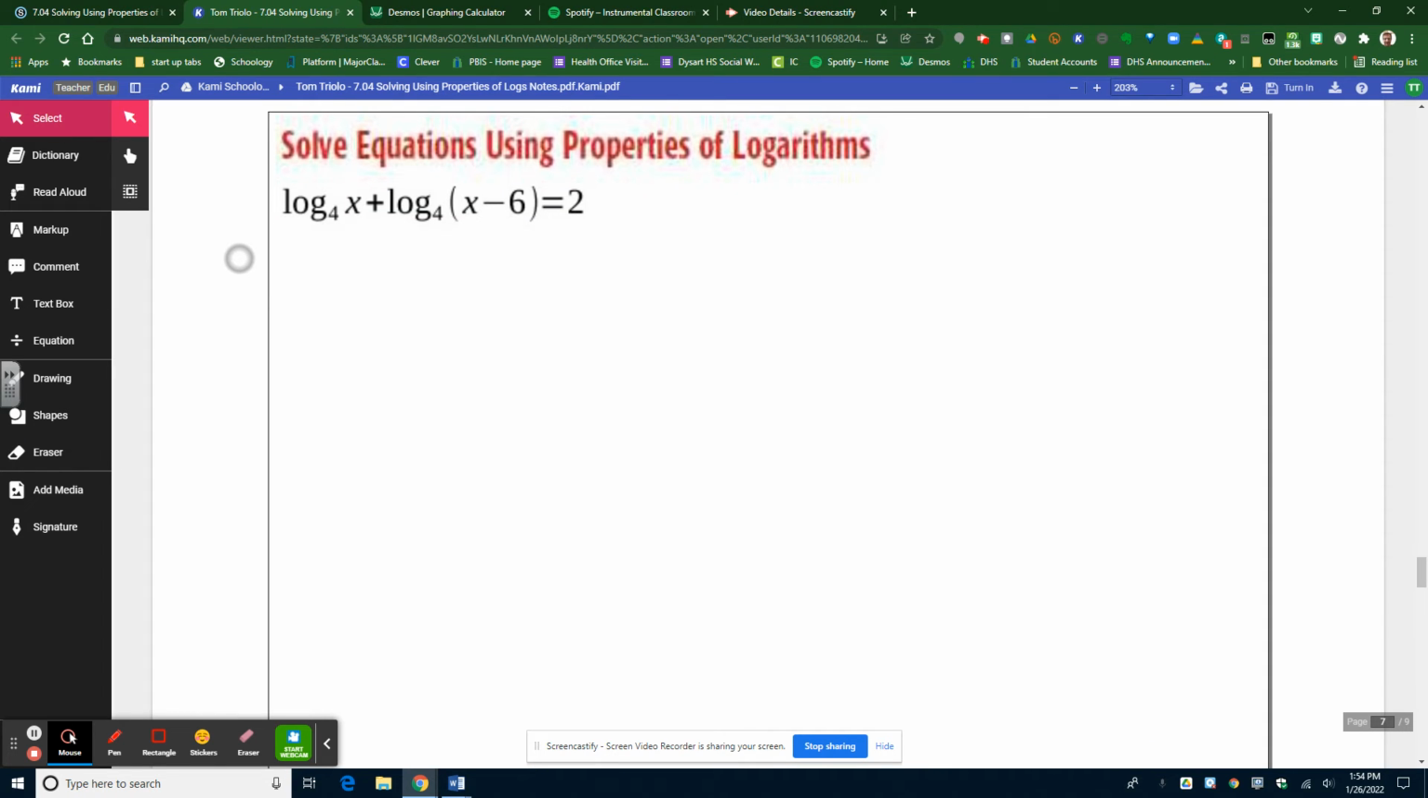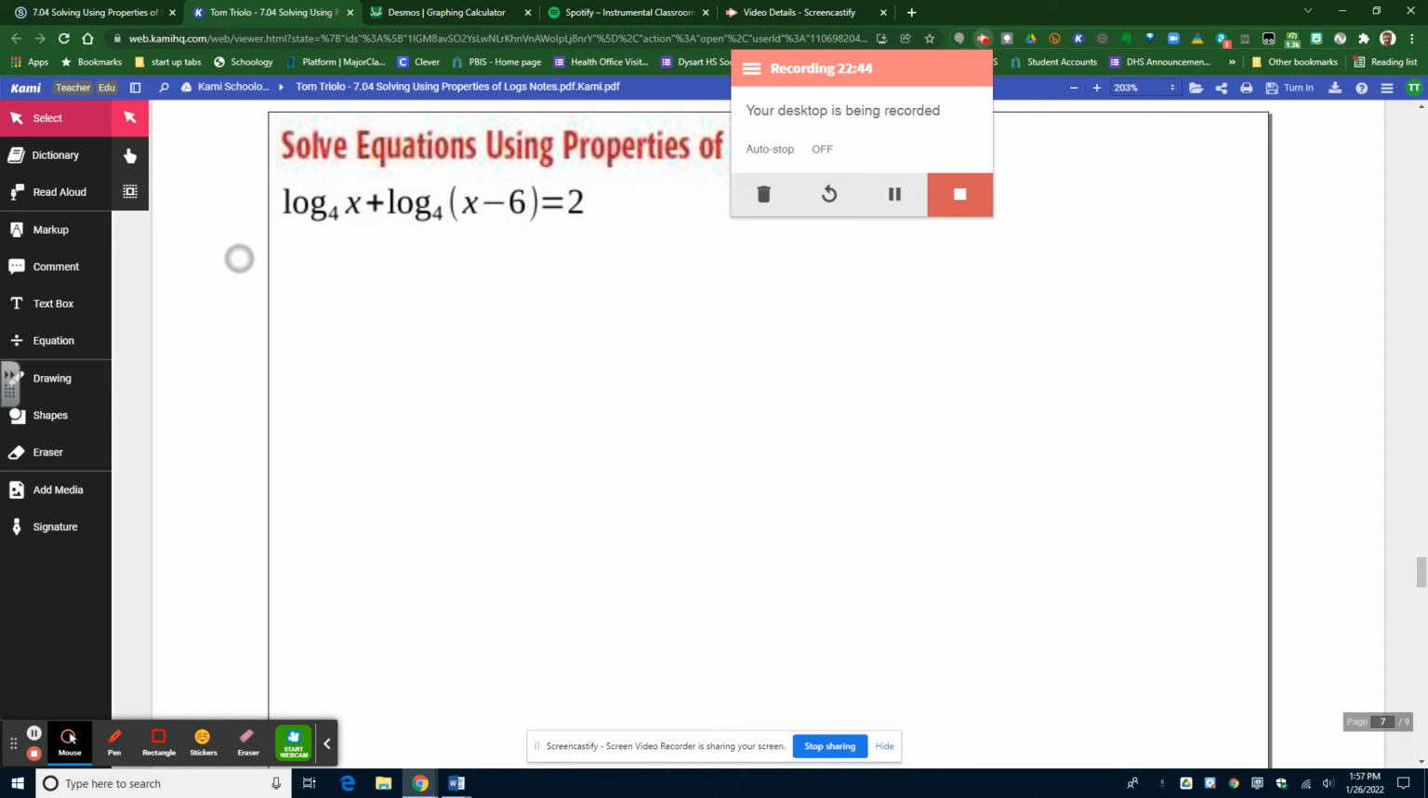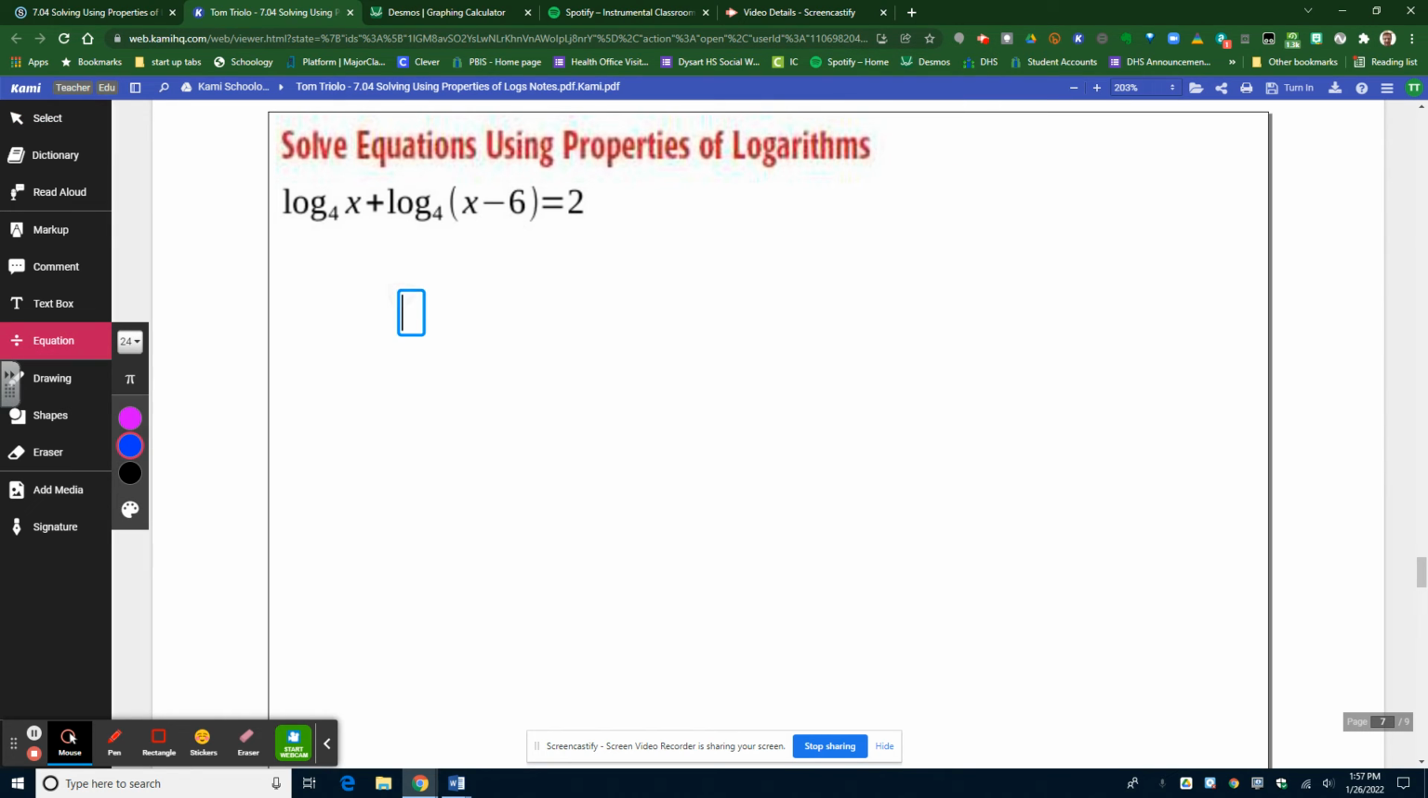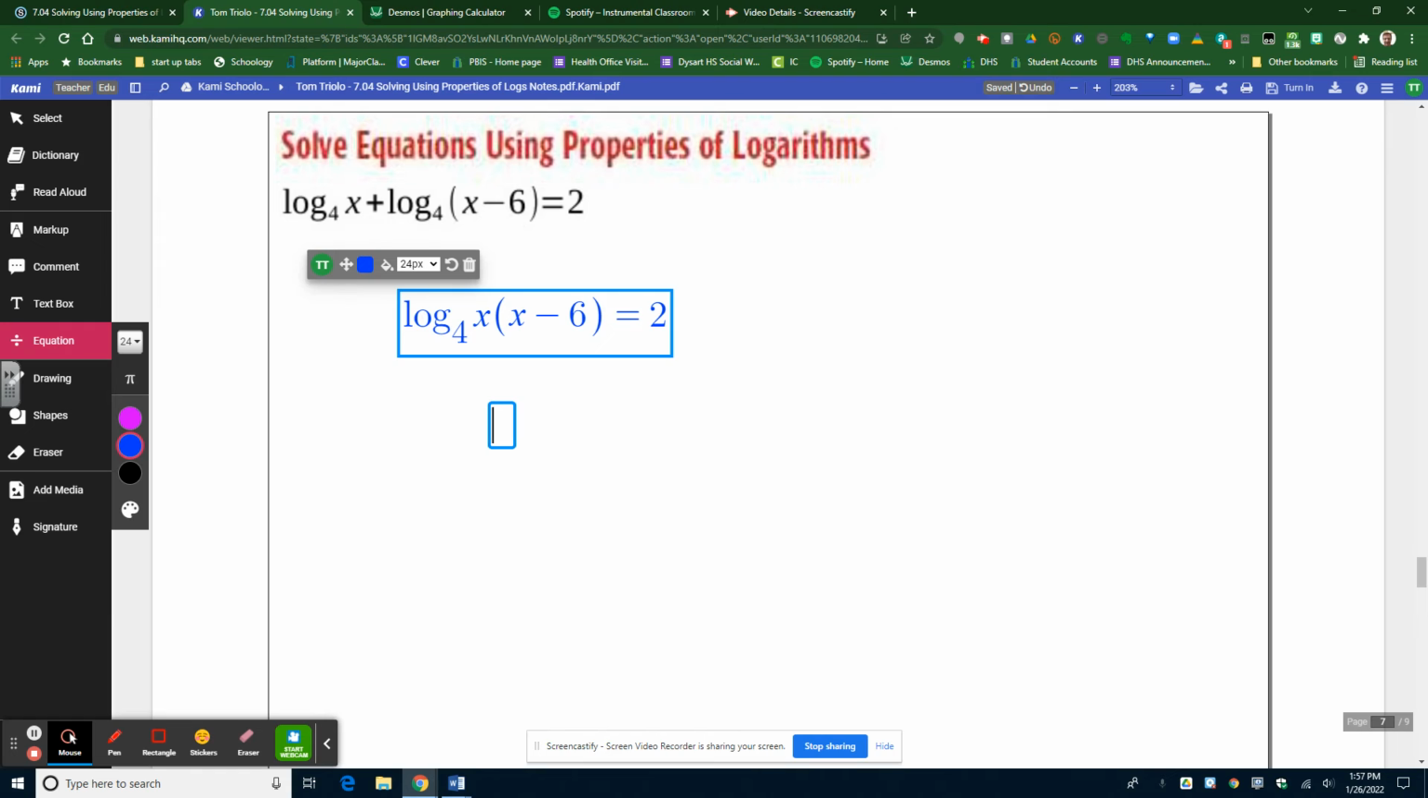Try that one. You're only going to have 2 answers this time. Do you think you should check both of them? Yes. All right, here we go. Log base 4 of x times x minus 6. Use the product property. I cannot solve a logarithm with a logarithm on one side until I change it to exponential.